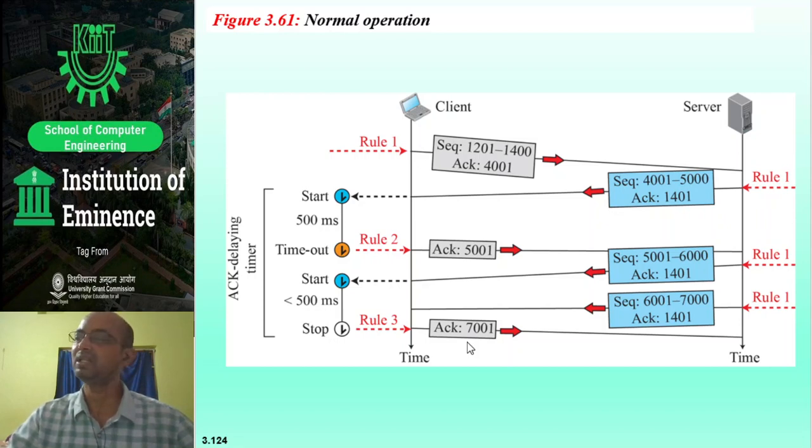That means typically after receiving two segments, you have to send an acknowledgement. Or if you are not receiving any further segment and your timer expires, then you have to send the acknowledgement. These are the rules for what?